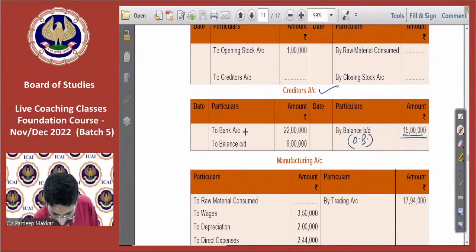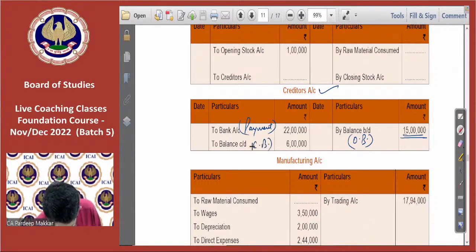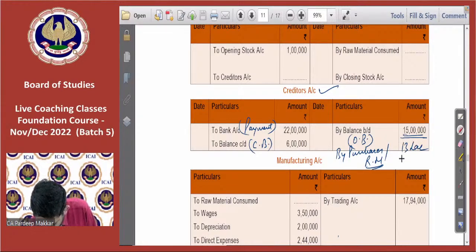Then these are the payments made by us during the year. This is the closing balance which is given to you. So whatever is the balance figure will be the purchases of raw material. That is very much clear, because whatever the balance figure is, that will be purchases, 13 lakh. These purchases we will enter here.